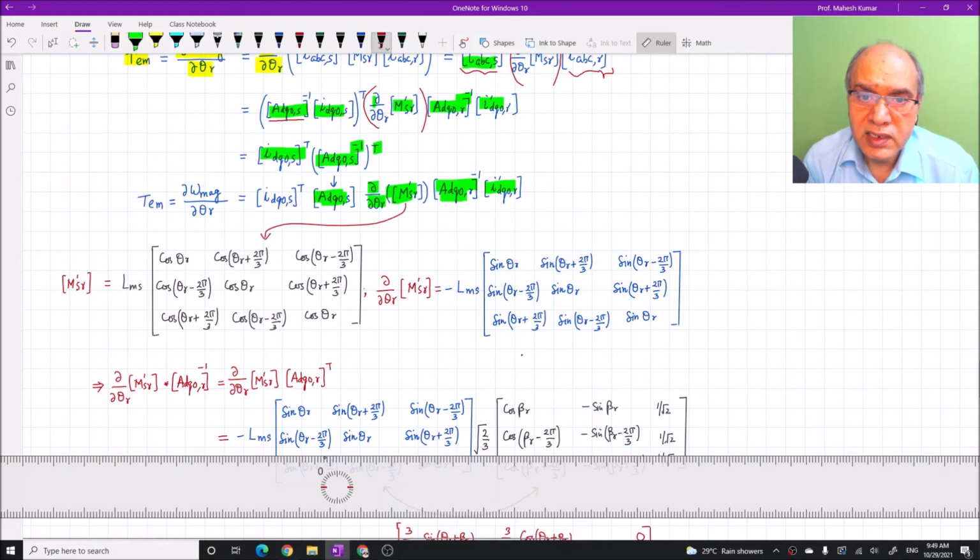So if we multiply these matrices, first we will see what is del by del theta r of MS R dash. This is MS R dash that we have expressed previously in terms of the position of the rotor. So this is LMS and all the cos theta terms and their equivalents in different rows. Therefore, the derivative of this term will be the derivative of the cos theta terms, that is, a minus sign will come here, and then it becomes sin theta terms.